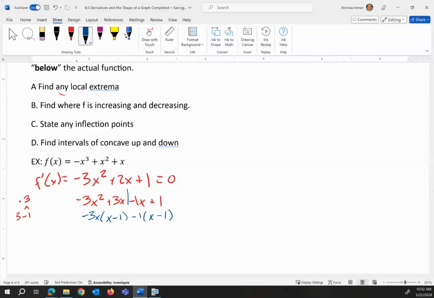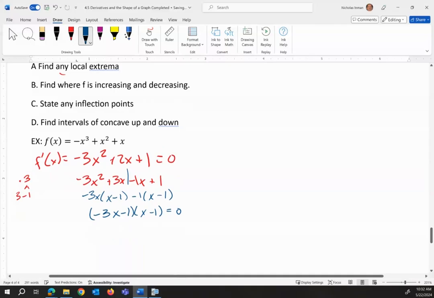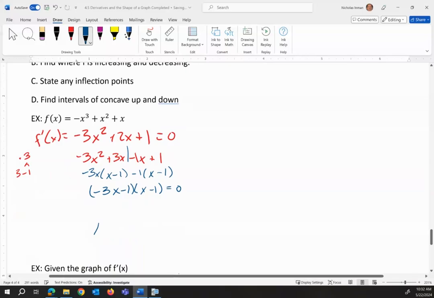So I pull out my -3 and an x, leaving x minus 1. These both have a -1, so I have an x minus 1. So my two factors, right, so my two spots where I might have an extrema would be x equals add 1 divided by -3, -1/3. Here, just add 1. So -1/3 and +1.